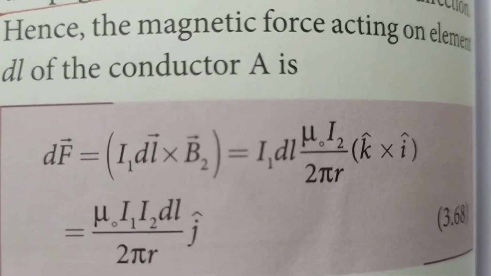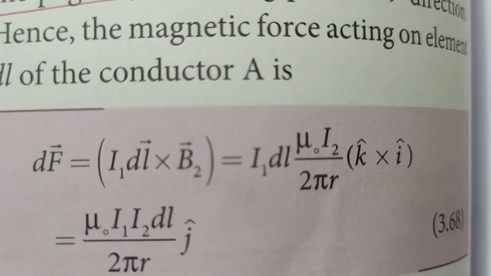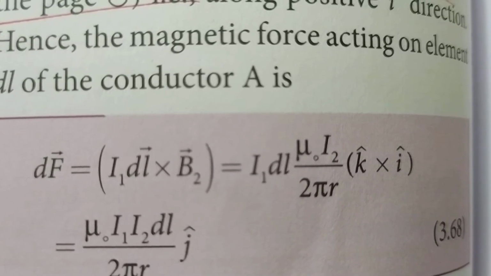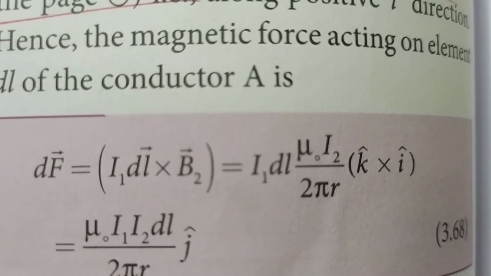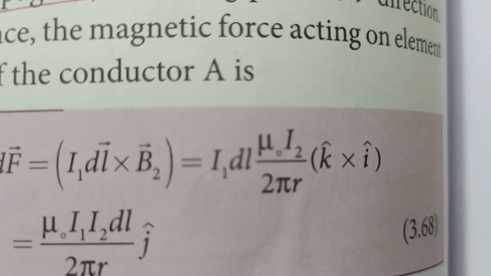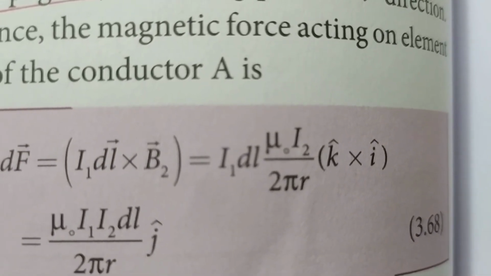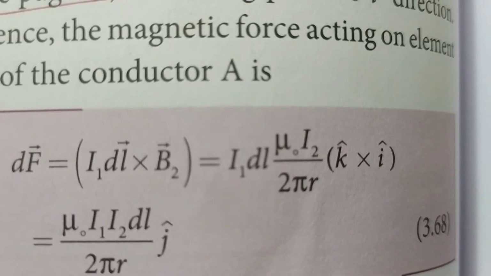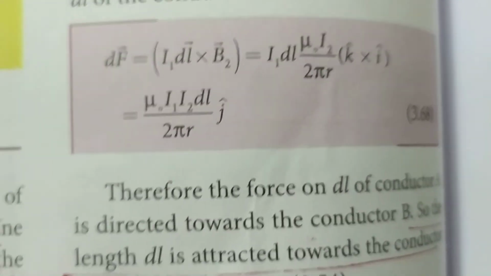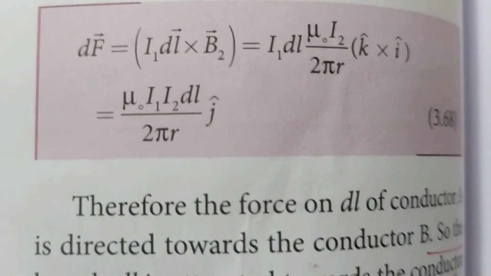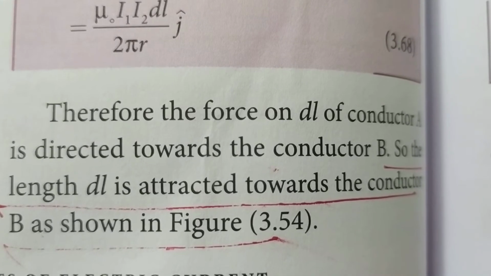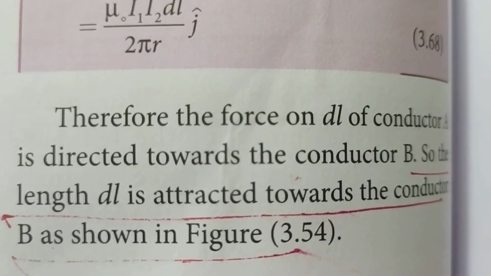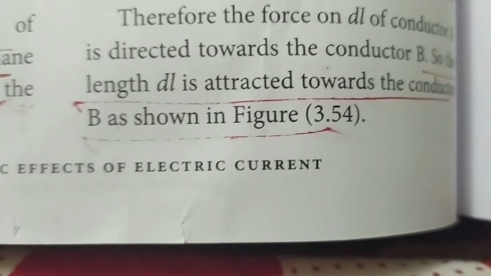So dF vector is equal to I1 dl vector cross B2 vector, because I1 is the current flowing through the conductor A and it experiences a force due to the magnetic induction B2. Substitute for B2, so you will get mu naught I2 by 2 pi r in the place of B2, and k cap cross i cap, because k cap is the direction of dl vector and i cap is the direction of B2 vector. Here there is no negative sign, so you will get the same expression. And here the length dl is attracted towards the conductor B. So it is acting towards B, which means that both conductors attract each other.